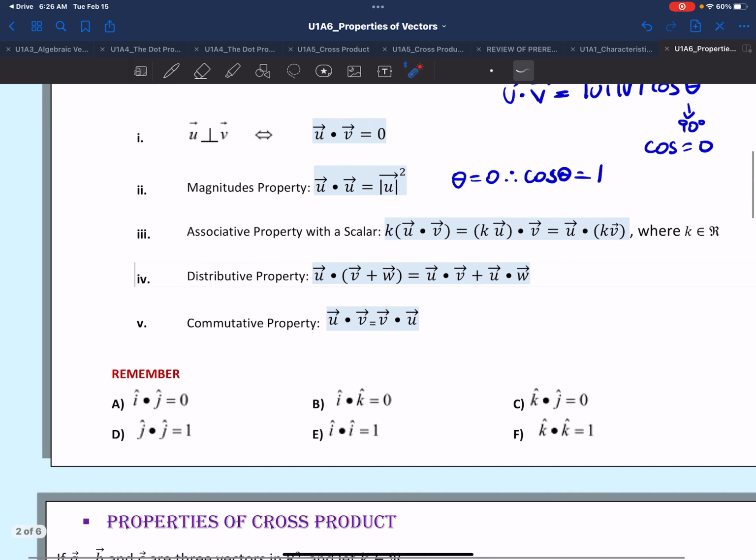We also went over the dot product in unit vectors. So we said i dot j is 0, and that is because i and j are perpendicular vectors.